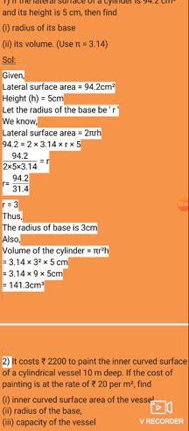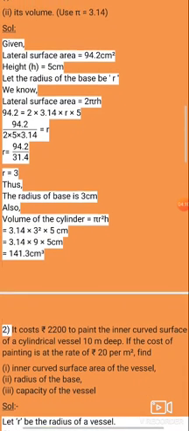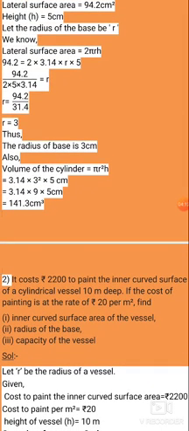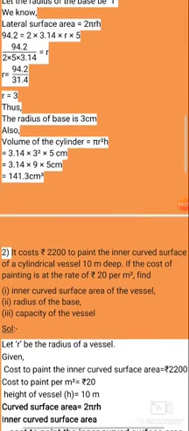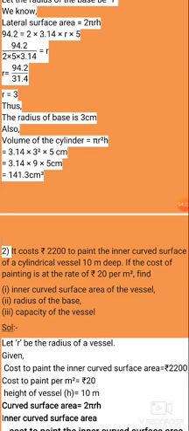Now listen carefully. Here we need to paint the inner curved portion of this vessel. So inner surface area into per meter square how much rupee? Rupees 20. Then we get the total cost, which is 2,200. The inner curved surface area cost is given as 2,200. Then the cost of the paint per meter square is rupees 20. Also, height of the vessel is 10 meter.